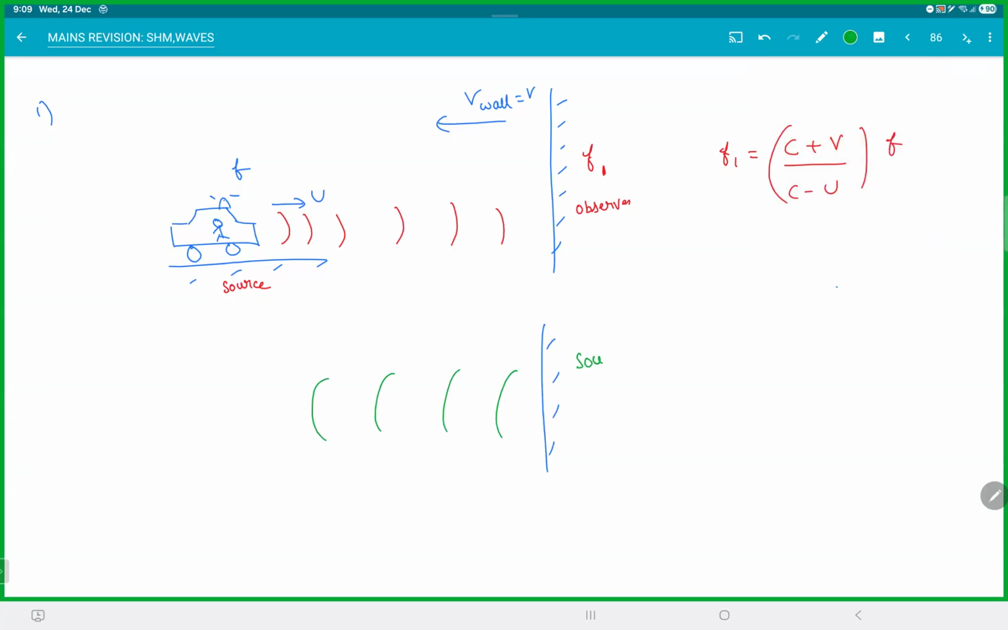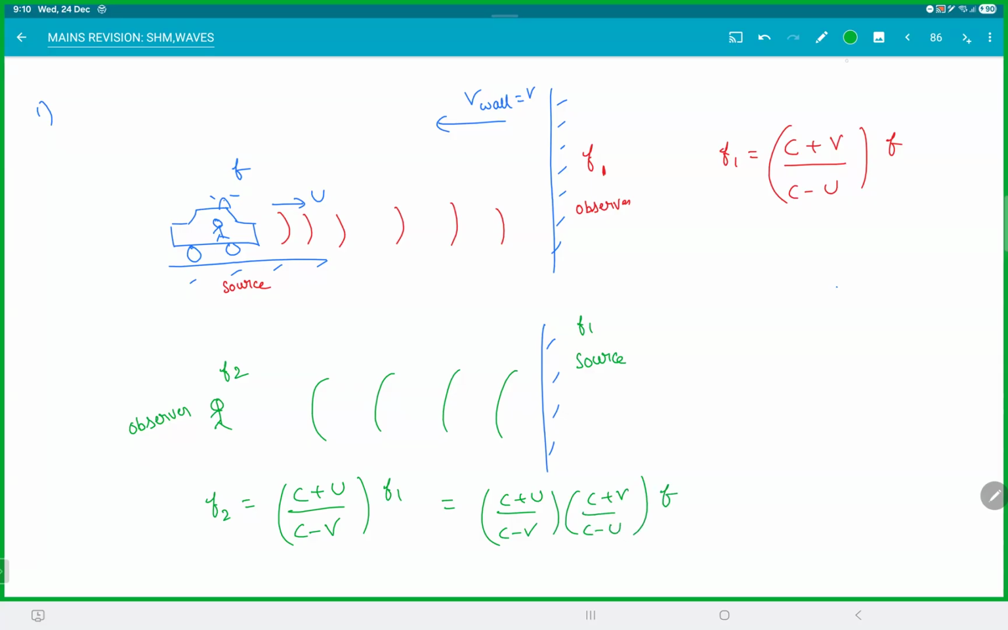So the wall is the source which is sending F1. Now the driver is the observer who is hearing F2. The source and the observer will interchange. So F2 will be C, the observer is coming towards you, C plus U. Source is also coming towards you, C minus V into F1. So this is C plus U by C minus V, C plus V into C minus U into F. The driver will hear F and F2. The driver will never hear F1. The driver will hear the direct frequency. So the number of beats per second will be F2 minus F. Subtract them, we'll get the answer.